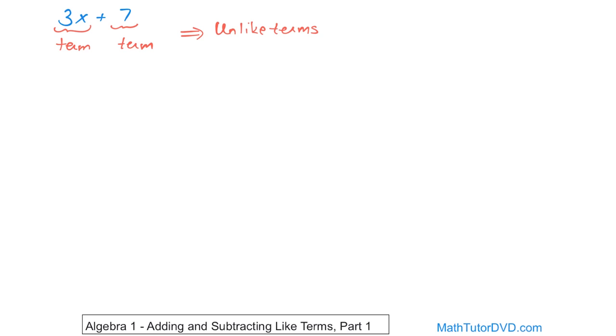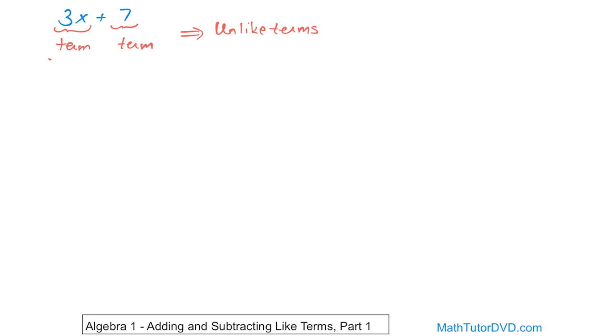In this case, the object here is 3x, 3 times x, and this is 7, just 7 by itself. So there's no x involved here at all. Yes, there are numbers here, but don't try to add these numbers together because these are unlike terms. It won't make any sense. And in algebra, it's more than just not making sense. It's not allowed. You can't add them together unless these are what we call like terms.